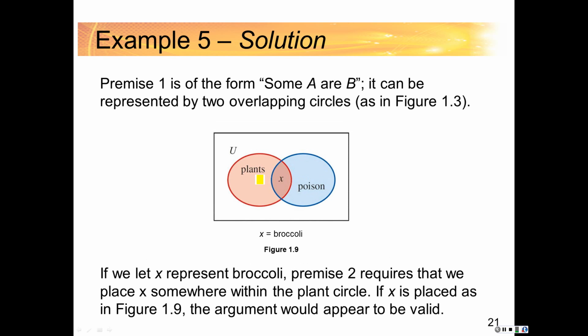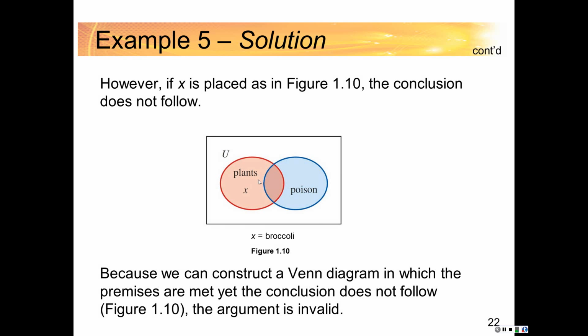So we have some plants are poisonous. Broccoli is a plant. So sure, broccoli could be in this area, and in that case, this area would be a poisonous plant, but broccoli could also be in this area. So it is escapable that broccoli has to be poisonous. Therefore, we would say that the argument is invalid based on the picture we drew, the Venn diagram.